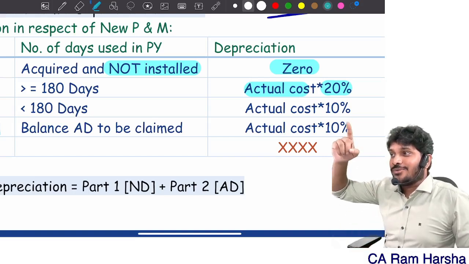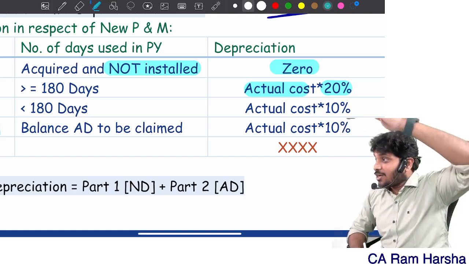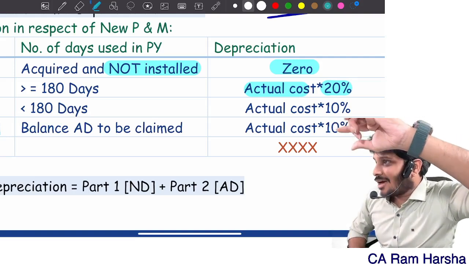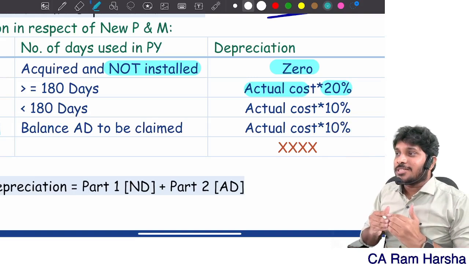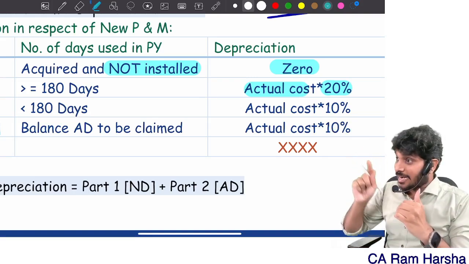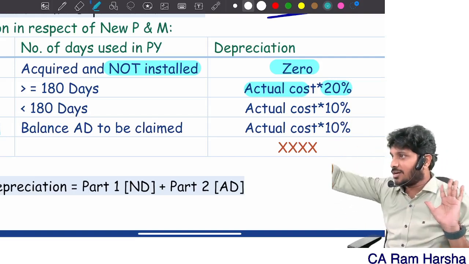Since normal depreciation is applied on written down value, the value must be there. But additional depreciation is not like that. Additional depreciation you have to apply percentage directly on actual cost. Are you clear?